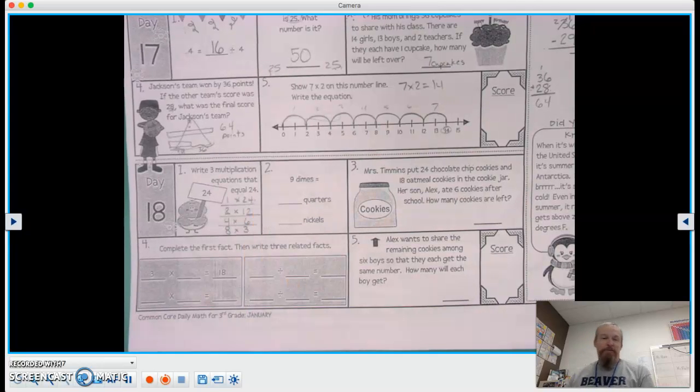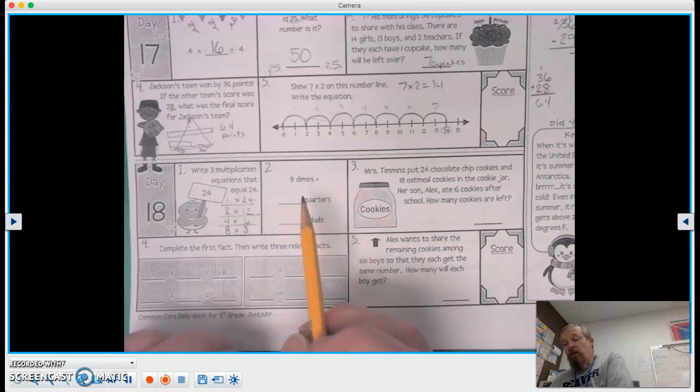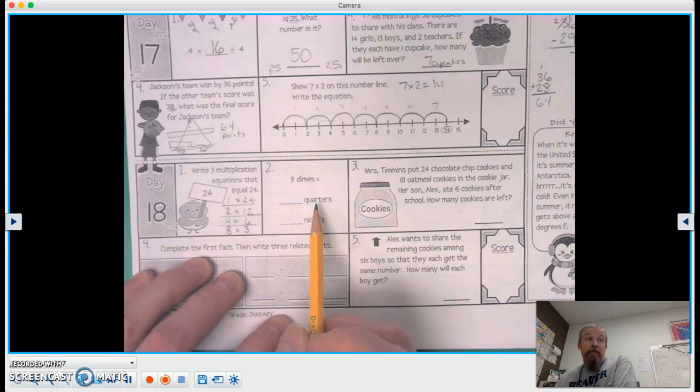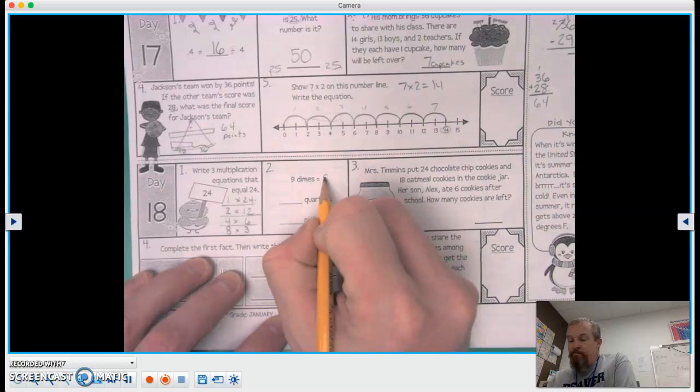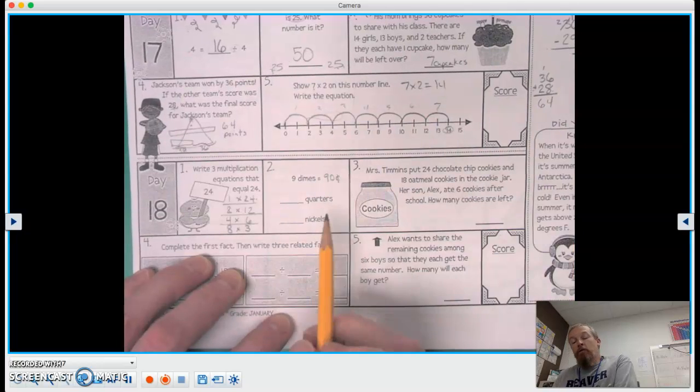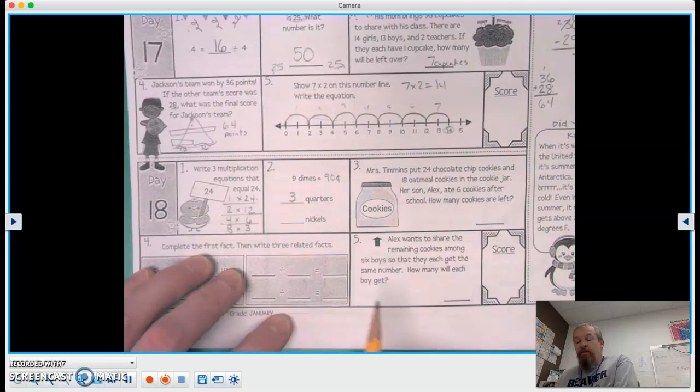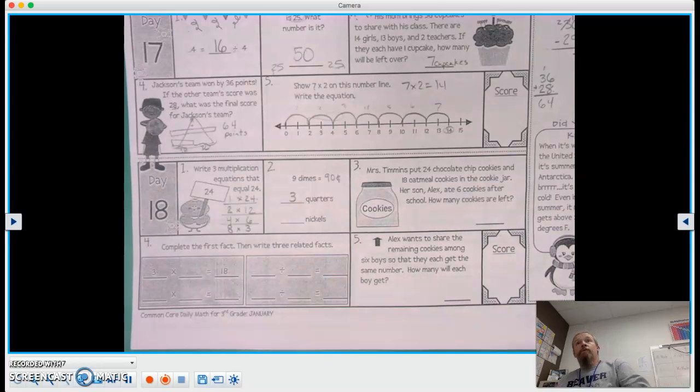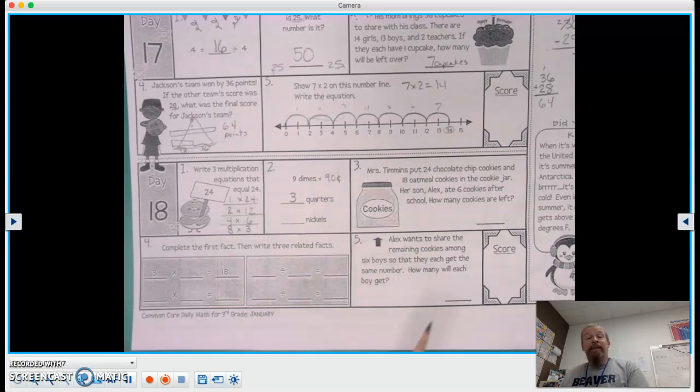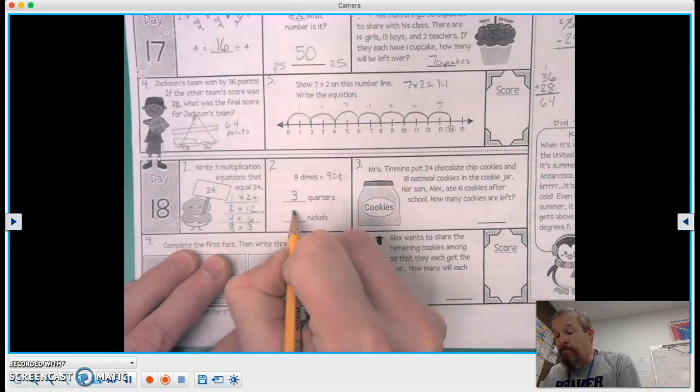All right, let's go to number 2. 9 dimes equals how many quarters and how many nickels? Well, if we're doing it with the least amount of coins, 9 dimes equals 90 cents. If we go with 3 quarters, that's 25, 50, 75. And then we're at 75, so then we would go 80, 85, 90. So I'm counting by 5s after I get to 75. And so to get to that 90, there's also 3 nickels.